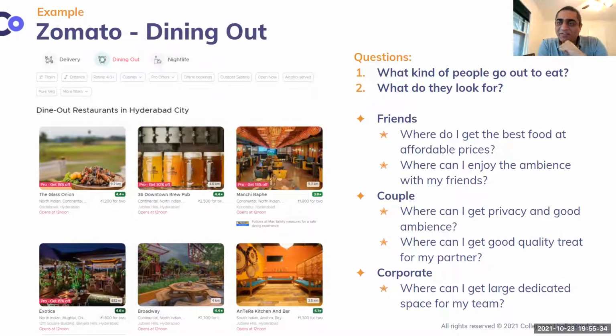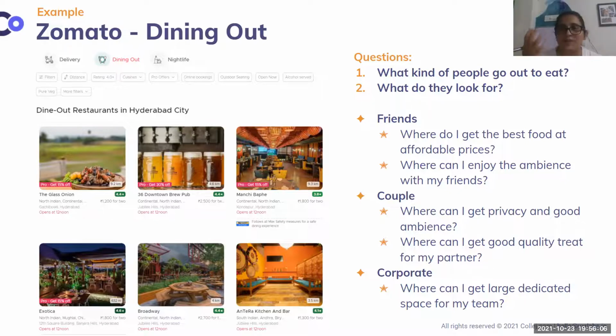Okay, let's think about that. What is the definition of ambience? What I'm hearing is that the way friends would define ambience would not be the same as the way a corporate group or a couple would define it. So how do these three groups differ in the way they define the term ambience? When you look at a persona, they'll just say cares about ambience. But if you're not able to separate out the meaning of that word for the three groups, then we don't really have a product for all three.